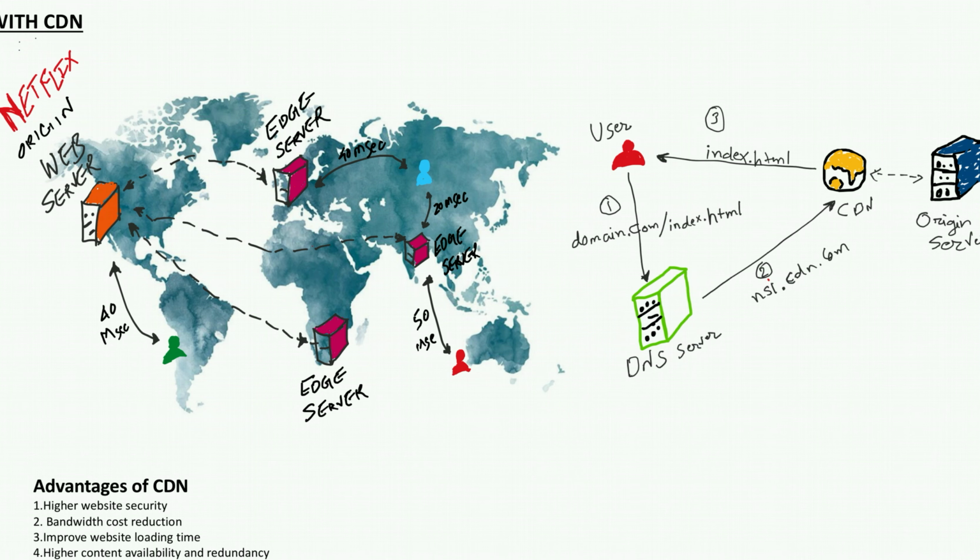And fourth is high content availability and redundancy. A large amount of traffic or hardware failure can interrupt normal website functions. The distributed nature of the CDN can handle more traffic and withstand hardware failure. As we saw, there are different edge servers. So if one edge server is down, then the user's request will be redirected to other edge servers. Similarly, if a main server is down at any point of time, even momentarily, then the cached data will be provided to the end users.